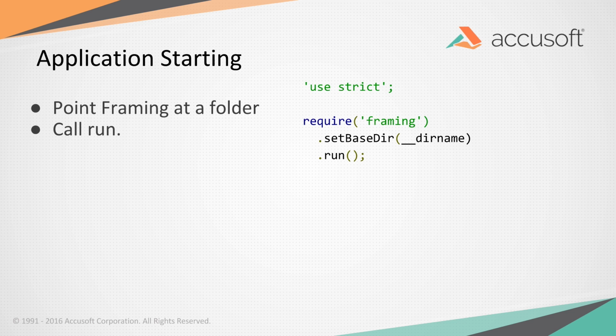And when it executes the run method, that's what prompts Framing to build the dependency tree, walk through the dependency tree, build up an initialization plan that basically says, okay, I can run these in parallel, I can run these in parallel, I can run these in parallel, and move forward.